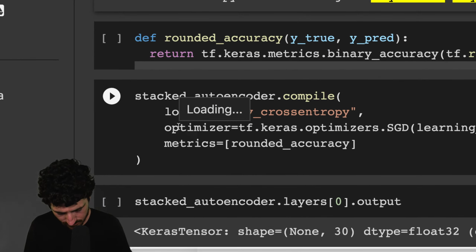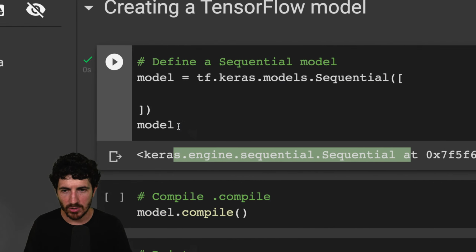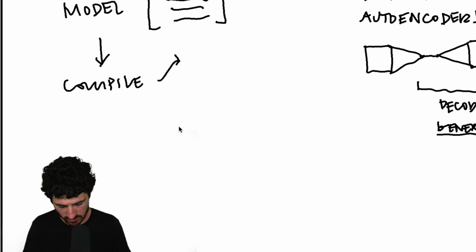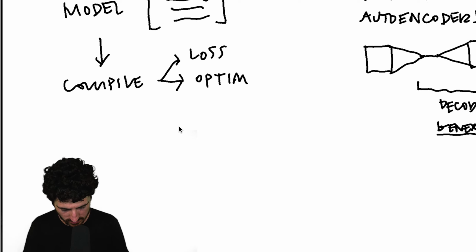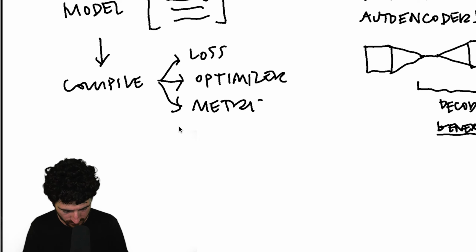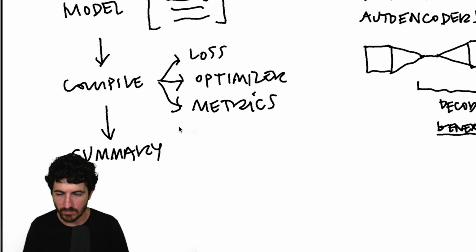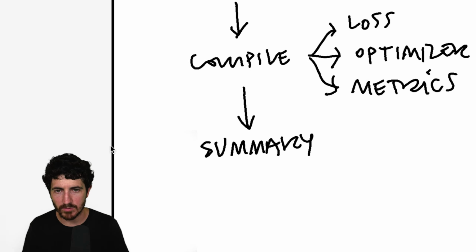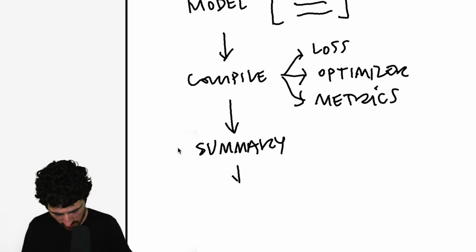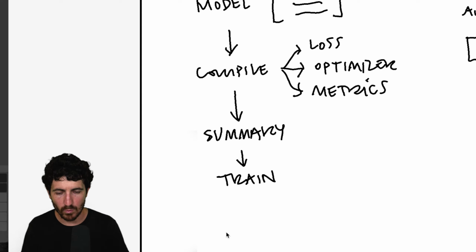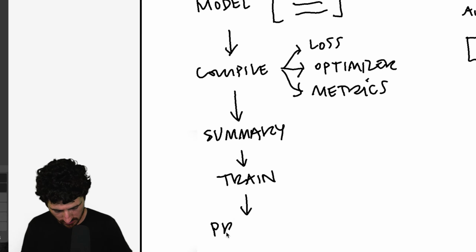So we're adding here the loss, the optimizer, and the metrics, right? And then we can print a summary. This is just for debugging, right? So let me move aside. And then we do train, and after some training, we can actually go and predict.